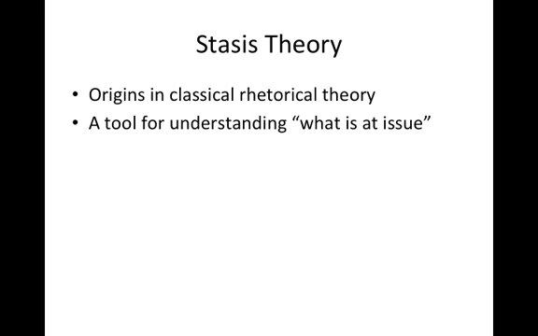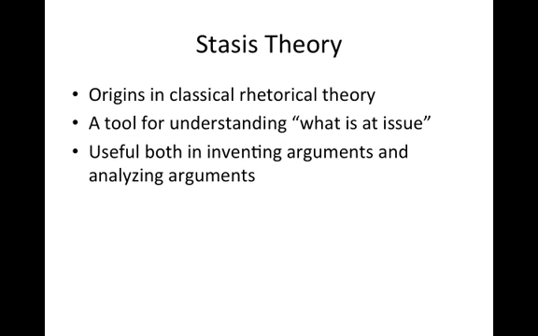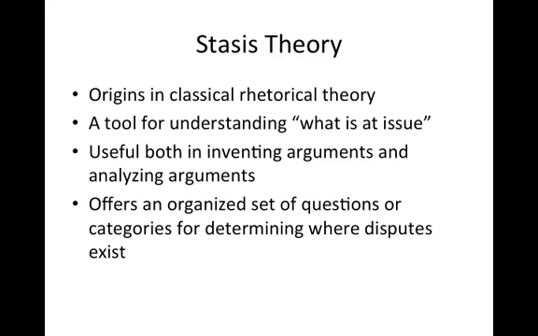Stasis theory comes from legal theory, where it was and still is important to resolve what question is at issue before a case can be settled. For instance, as you no doubt know from watching television police and law shows, in a trial, the process and the outcome is very different when a death is ruled an accident rather than ruled a murder. So stasis theory is helpful both in inventing arguments and coming up with our own, and in analyzing what's happened in a situation. And broadly, we can say that stasis theory offers us an organized set of questions or categories for determining where disputes exist.